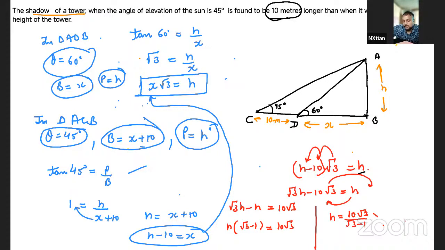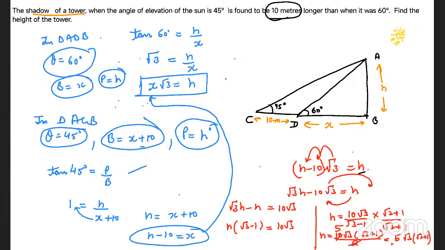Now I have to do rationalization. So multiply by root 3 plus 1 upon root 3 plus 1. So h will become 10 root 3 into root 3 plus 1 upon a squared minus b squared, which will become 2. So it will become 5. So the answer is 5 root 3 into root 3 plus 1. This is the answer.